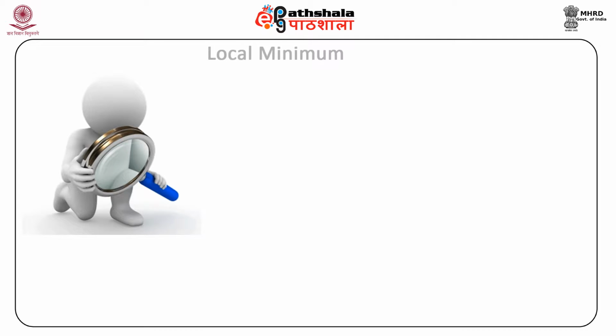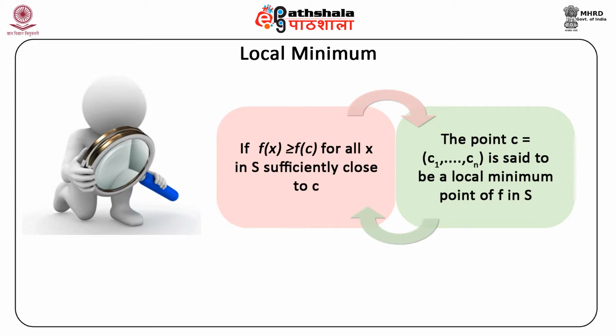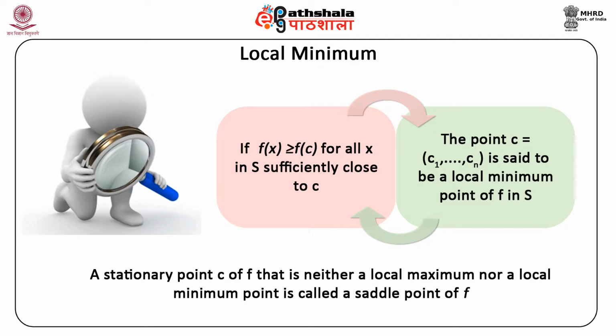Here, we take a look at how to define a local minimum. Similarly, the point C going from C1 till Cn is said to be a local minimum point of f in S if f of x is greater than or equal to f of C for all x in S sufficiently close to C. A stationary point C of f that is neither a local maximum nor a local minimum point is called a saddle point of f.